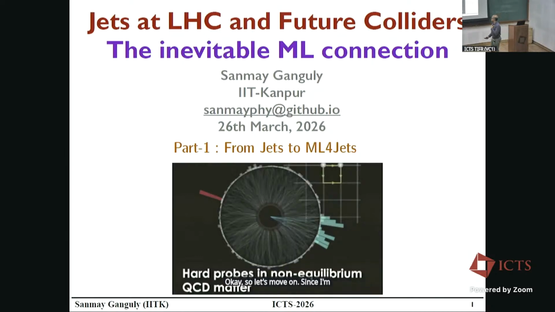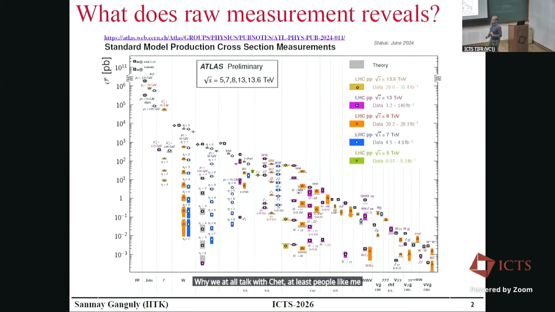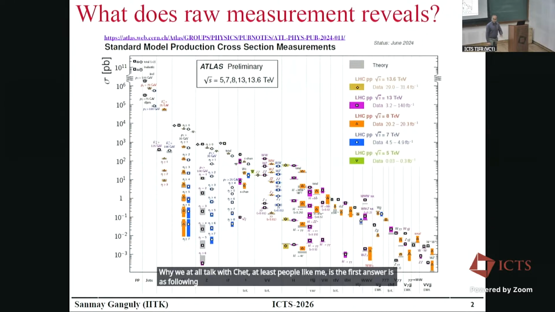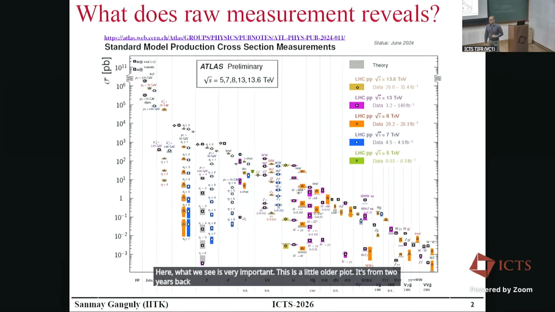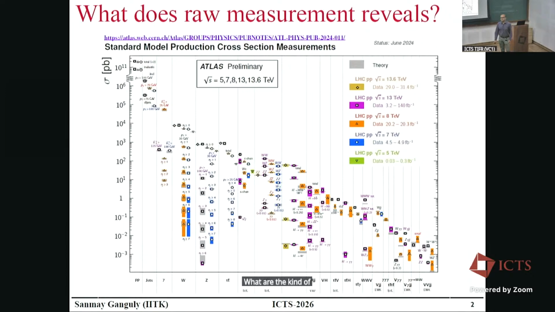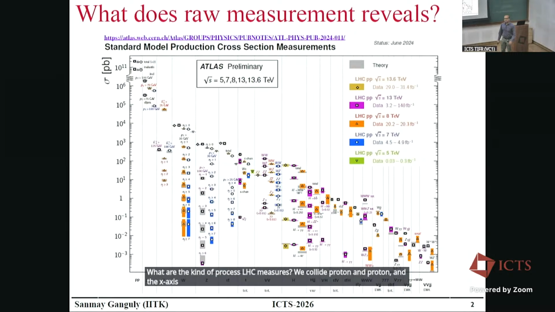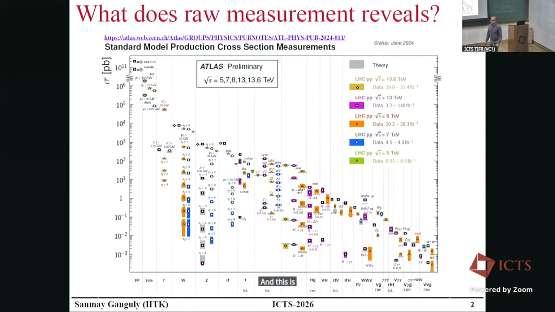Since I'm an experimentalist, why we at all talk about jets, at least people like me, the first answer is as follows. Here what we see is very important. This is a little older plot, from 2 years back. There is an improved version of this plot, but nonetheless, this gives us the kind of processes the LHC measures. We collide proton and proton, and the x-axis shows all possible final states which we try to measure. And this is sort of a triumph of the LHC.